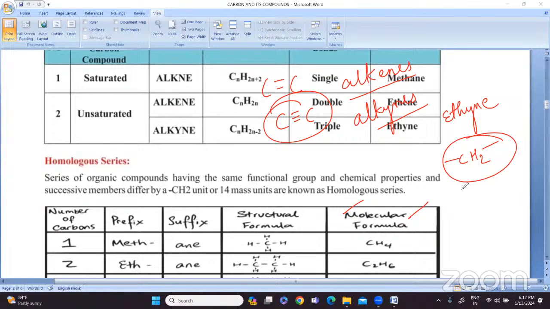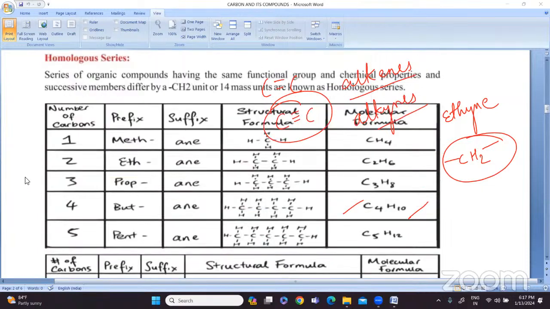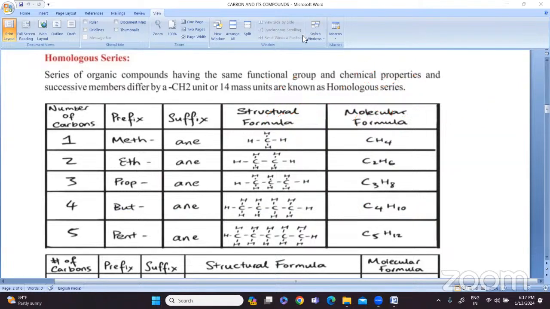This set of compounds will follow a particular series, so they are called a homologous series. They have the same functional group, and their chemical properties will be the same. Only the difference will be one CH2 unit. This is a chart, which you can see here: the homologous series chart.